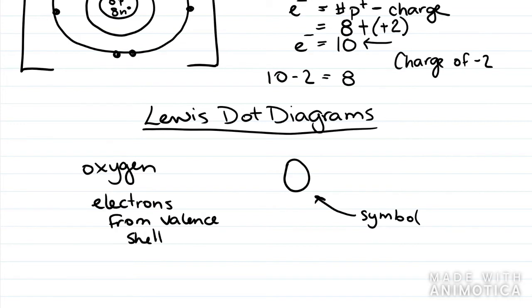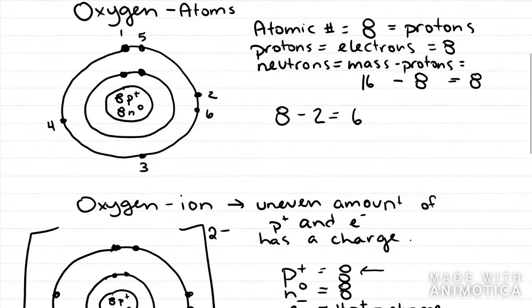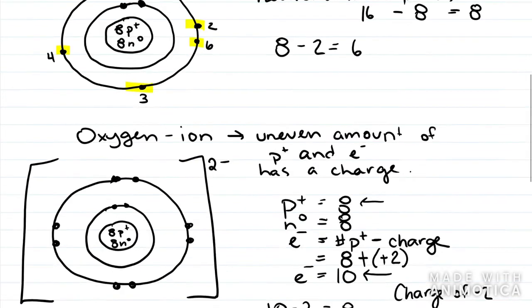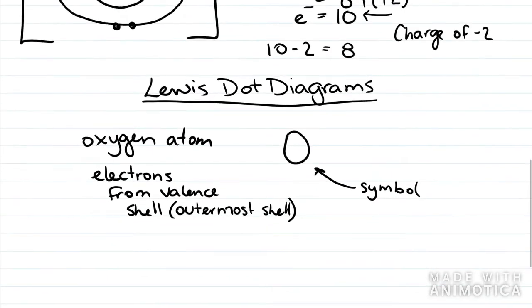Do you guys remember what the valence shell is? It's the outermost shell. Okay, so for oxygen, if we're looking first at the atom, how many electrons were in the outer shell? Well, if we scroll up, how many did we have in this outer shell? We had 1, 2, 3, 4, 5, 6. We had 6. So around this diagram, we are going to be putting 6 dots.